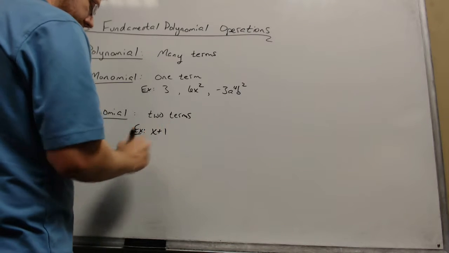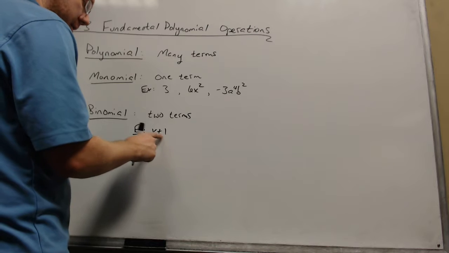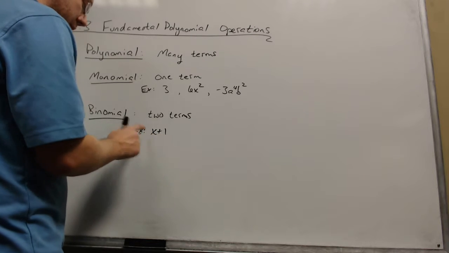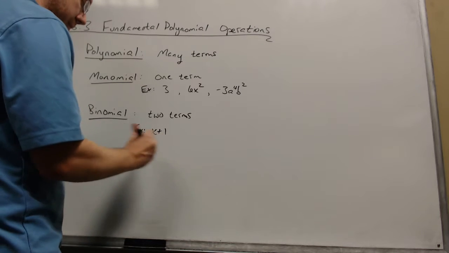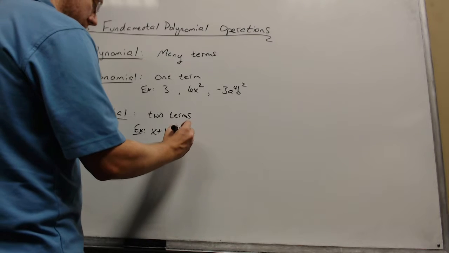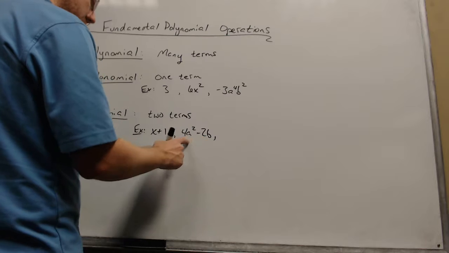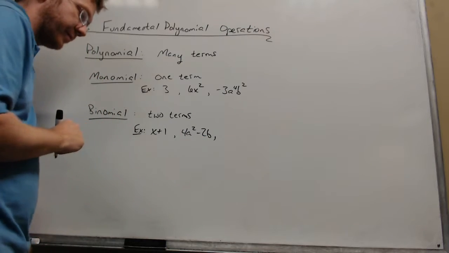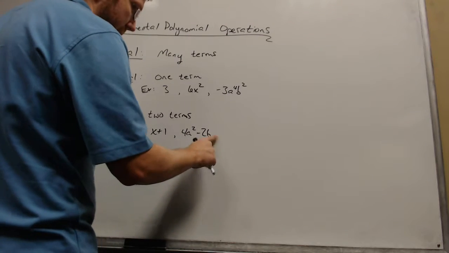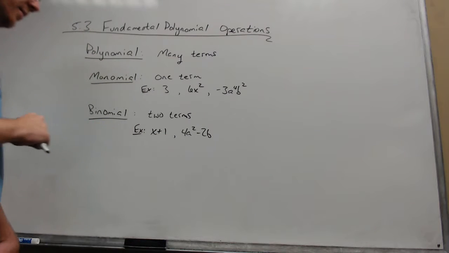x plus 1. It's a variable and a constant term. They can't be grouped together. So there are 2 terms in this expression. 4a squared minus 2b. Again, 2 terms that can't be grouped together. I think we get the point. And if it's got 2 terms, it's a binomial. 3 terms, a trinomial, and so forth.